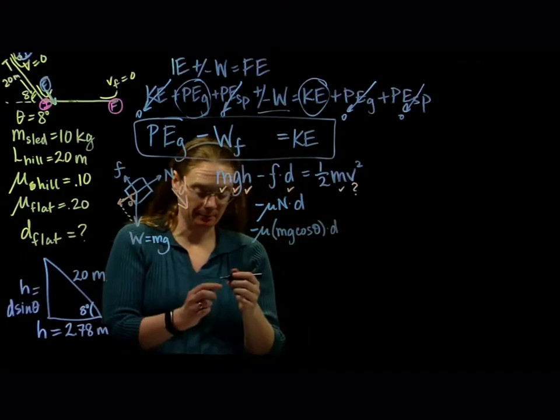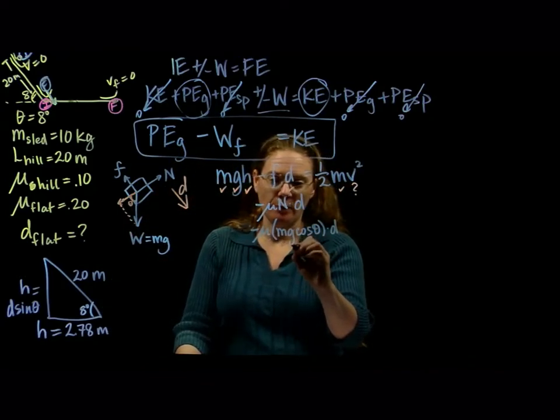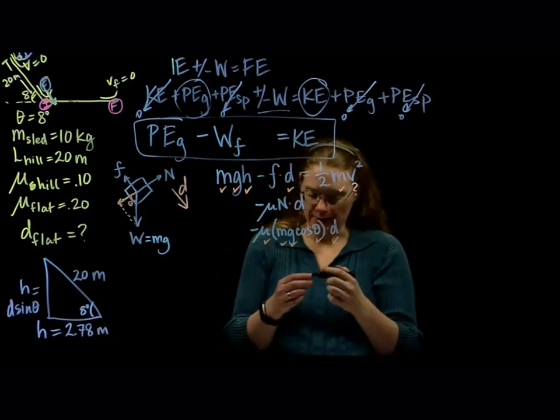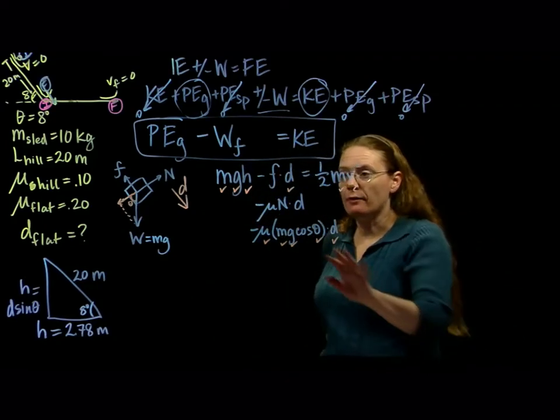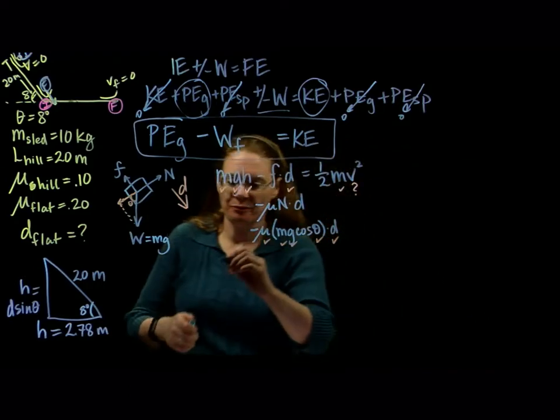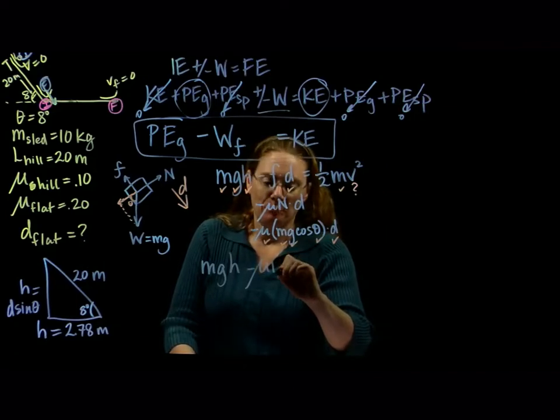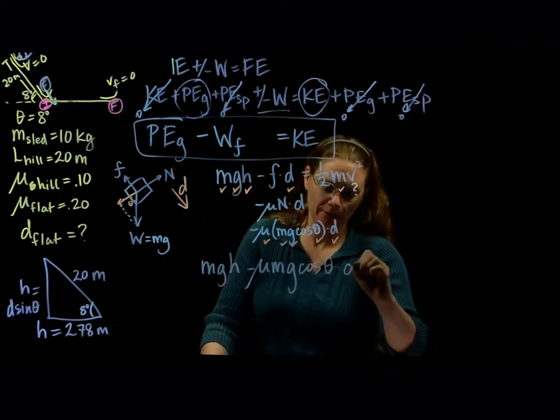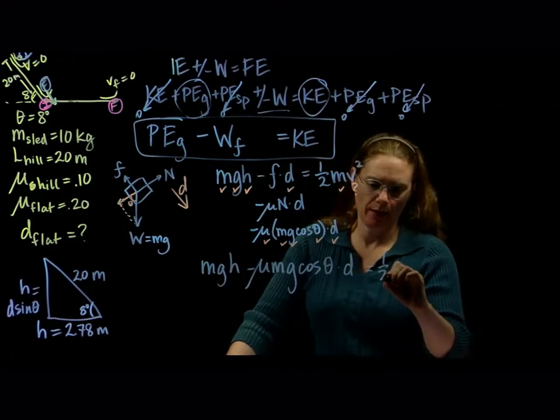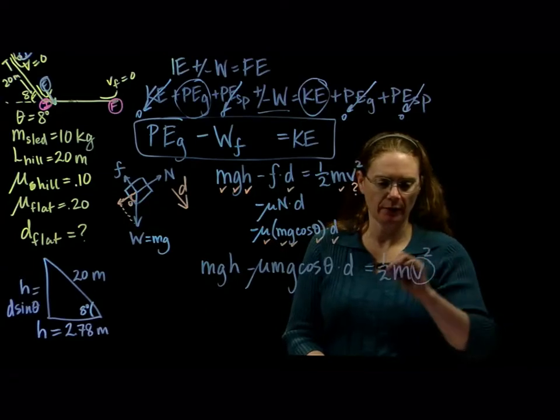Again, don't lose that d. Do I know everything? I know mu, I know m, I know g, I know my angle, and I know my distance. Okay, at this point we can solve for what our final velocity is. We have everything ready to go. So my first term is mgh, my middle term is mu mg cosine theta times d equals 1/2 mv squared. And I'm looking for this right here.